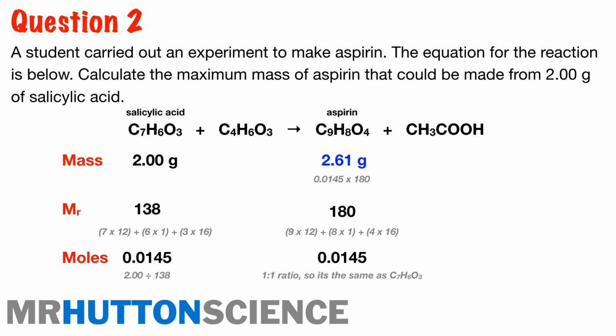0.014. Now then, step 6 is a 1-to-1 ratio, so it will be the same number of moles of aspirin. And then step 7, we're going to multiply the moles of aspirin by our MR of aspirin to give us our mass of aspirin, 2.61 grams. Again, if you want to rewind the video or pause it just to catch up with any notes, then do that. Otherwise, continue to question 3.